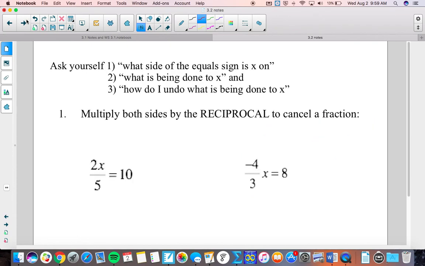Lastly, what's being done to x over here? It's on the left side. It's being multiplied by 2 and divided by 5. Or it's being multiplied by the fraction 2/5. We undo multiplying by fractions by multiplying by the reciprocal. So 5/2. And what we do to one side, do to the other.